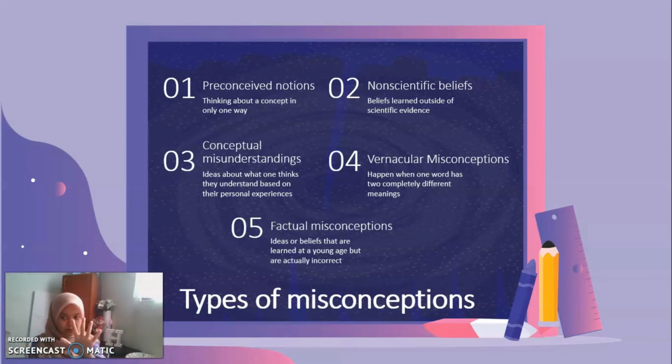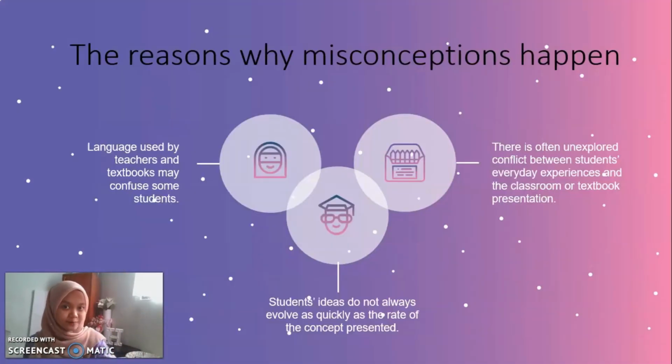And the last one, the fifth, is factual misconceptions, ideas or beliefs that are learned at a young age but are actually incorrect. So these are the five types of misconception that we have learned. As for the reason why these misconceptions happen, I have provided three reasons.